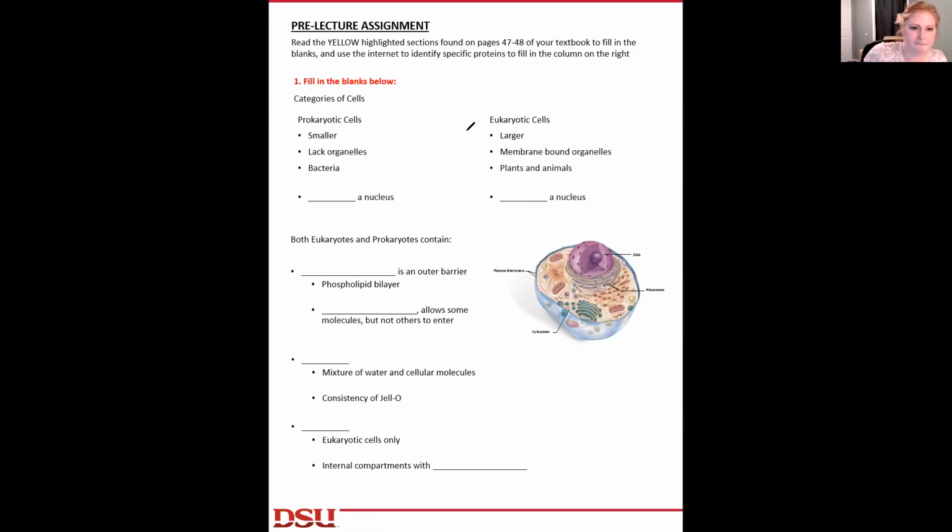Categories of cells. So basically in the pre-lecture assignment and in the reading that you would have done, and as always, if you haven't done it, please stop and go back. It makes it a whole lot easier for you and me. You would have gone over the different types of cells.